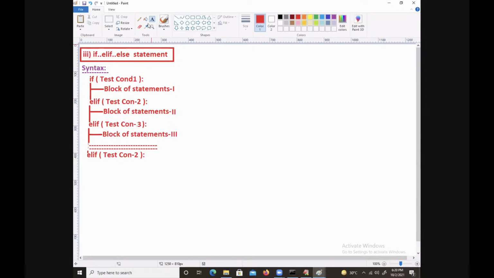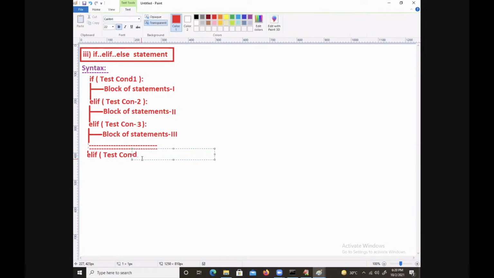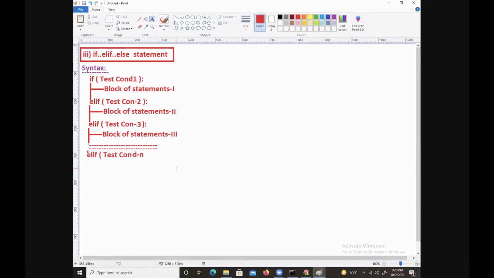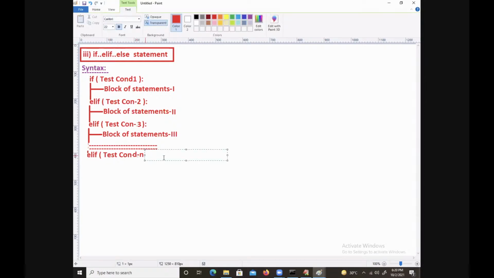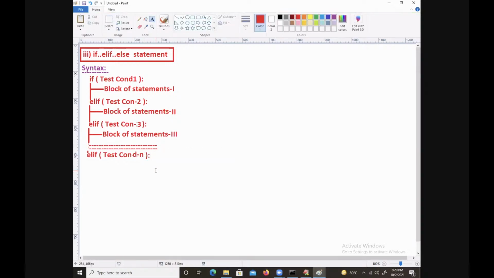I will write test condition N. Test condition N I am writing. Somewhere a D is missing, don't worry, that is a D. I am writing N, N number of conditions. Test condition N. What is happening? Block of statements N will execute. So I am just taking that and writing.